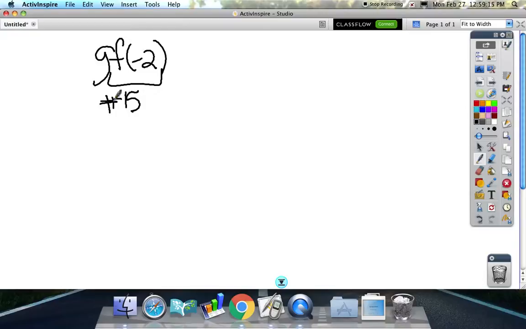All right, so 15 gets stored as X, and then you type in which equation? The G. 2x minus 1, and your answer is 29. Now that's what goes in the blank.